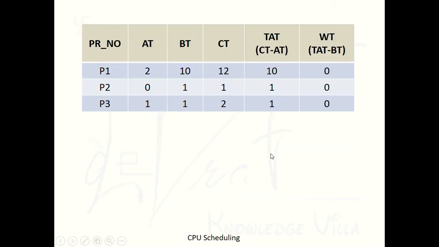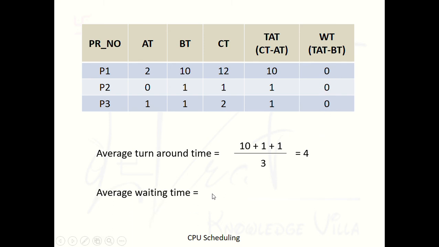Let's find the averages. For the average turnaround time, we will make the sum of these three values, 10 plus 1 plus 1, which is 12. 12 divided by the total number of processes, 3, is equal to 4. So 4 units is the average turnaround time. For the waiting time, there is no need to find the average because all values are 0, so definitely the average is 0. Here we are writing it for formality: 0 divided by 3 is equal to 0.